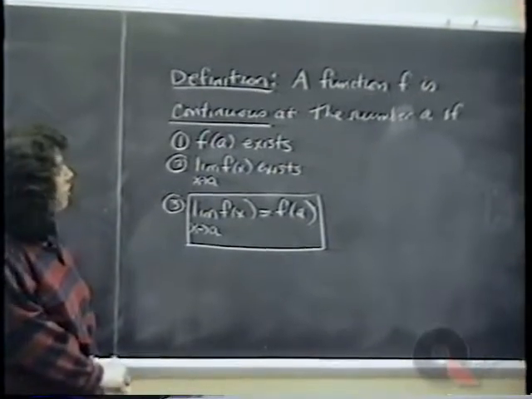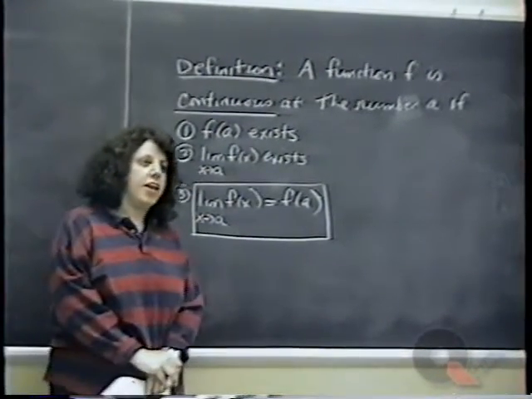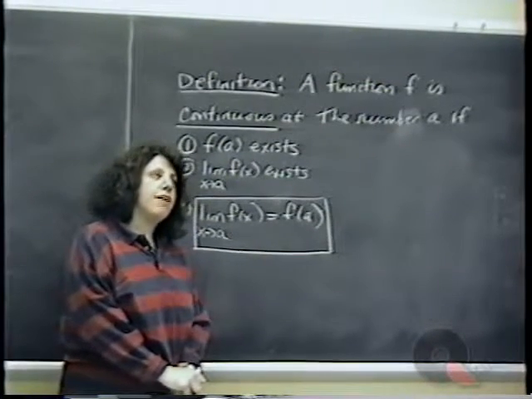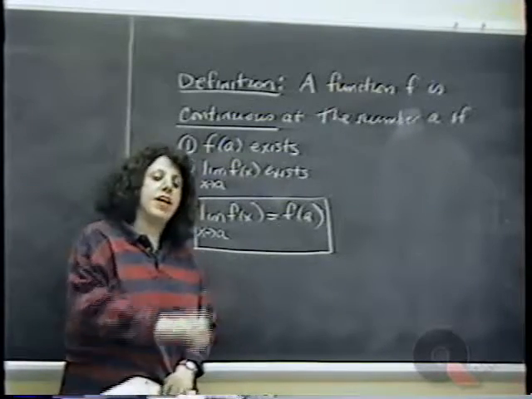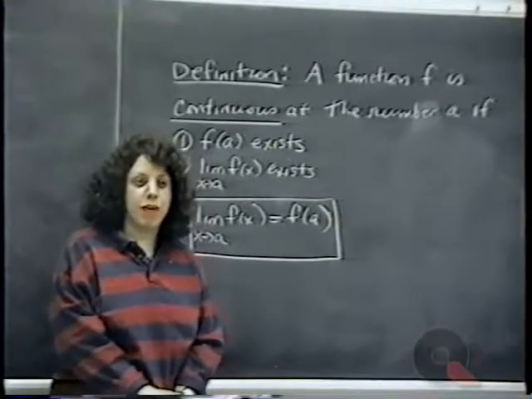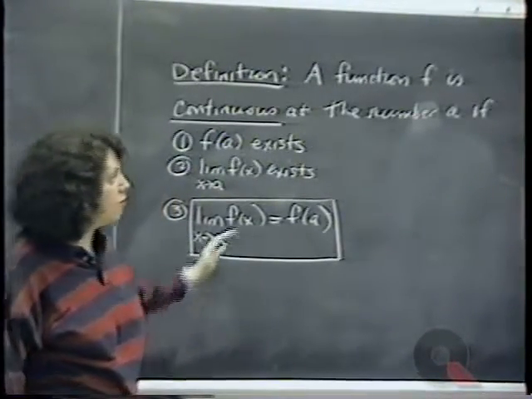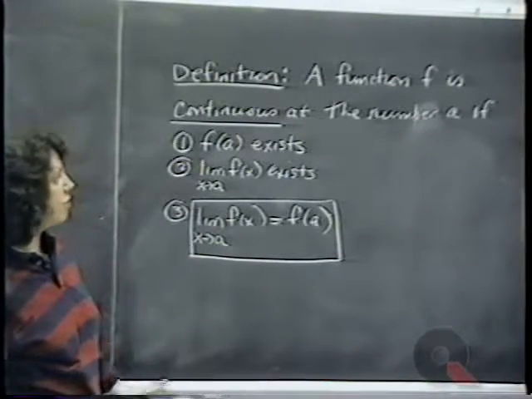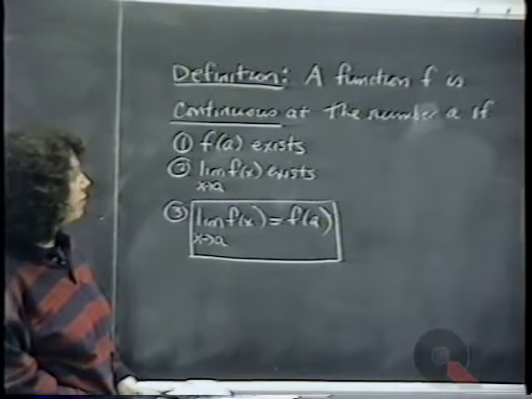Now, geometrically, what would a continuous function look like? If a function was continuous throughout its domain, its graph would be unbroken. You'd be able to draw it without ever taking your pen off the paper. There would be no holes, no breaks, no jumps, no gaps. The graph of a continuous function would be an unbroken curve, and you could draw it without ever taking your pen off the paper.